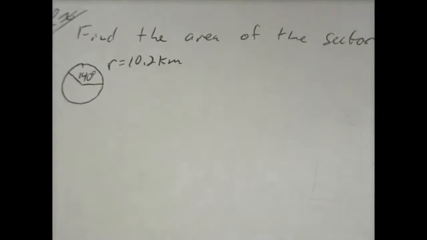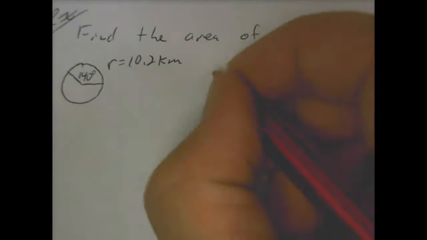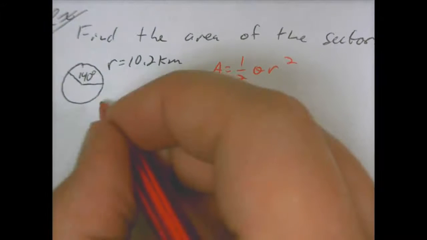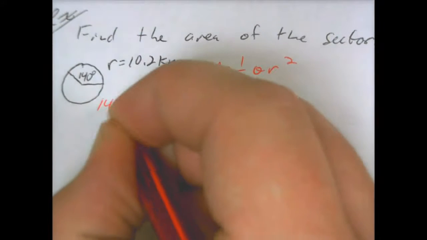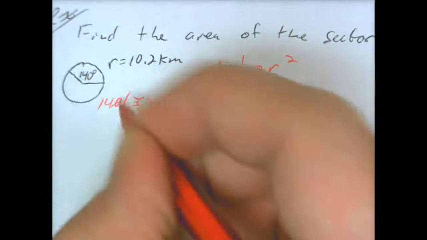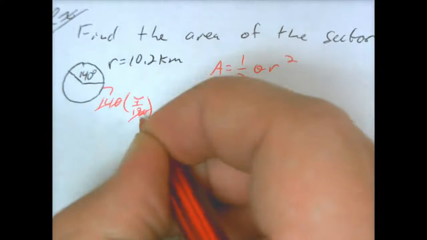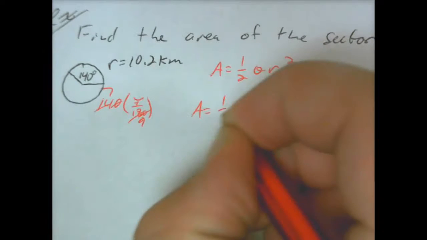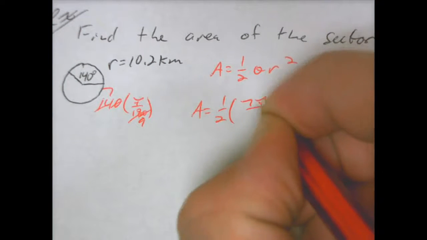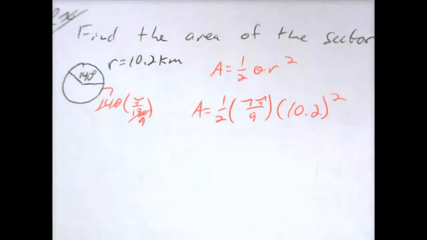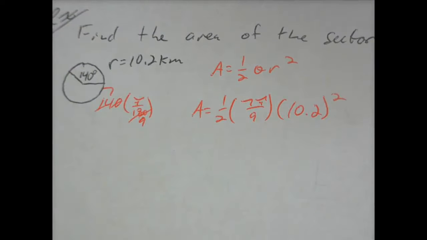All right, in this problem, I'm finding the area of the sector of a circle. So I know I have A equals 1/2 theta r squared. I have the angle, but right now it's in degrees, so I need to take 140 and multiply it by pi over 180. That will reduce: 14 over 18 is 7 over 9, so 7 pi over 9. So I have 1/2 times 7 pi over 9, and the radius is 10.2 squared. Then it's just a matter of punching that into your calculator.